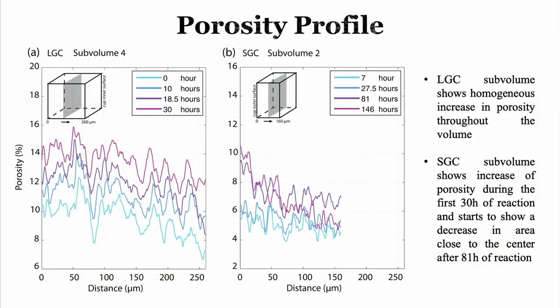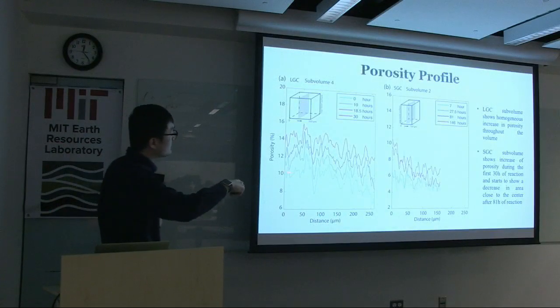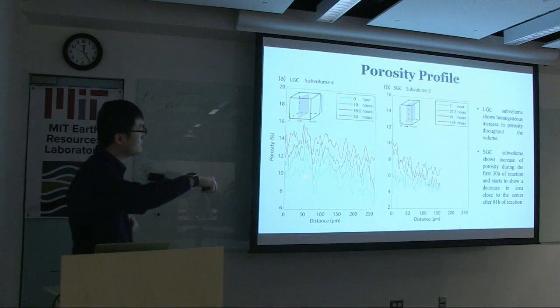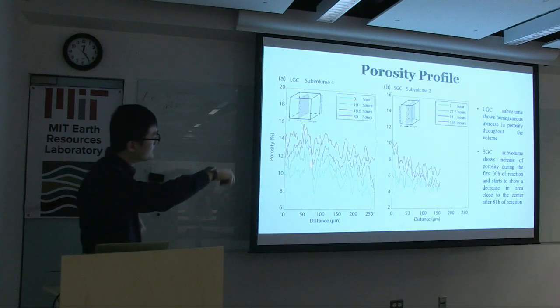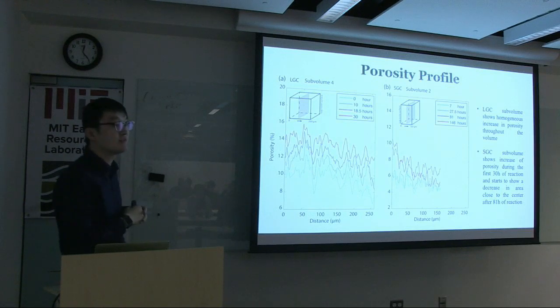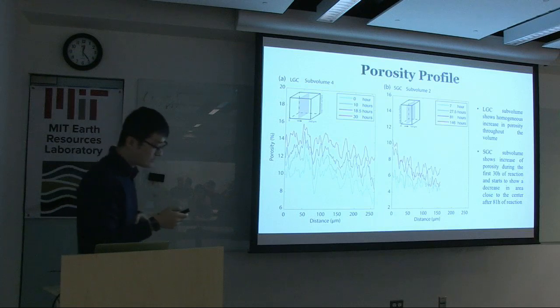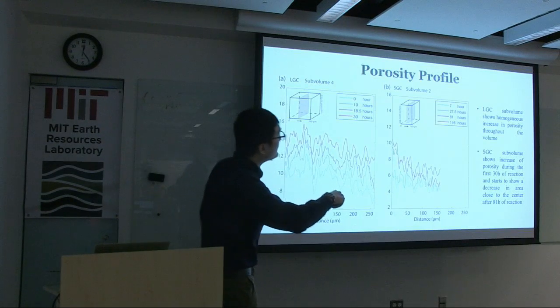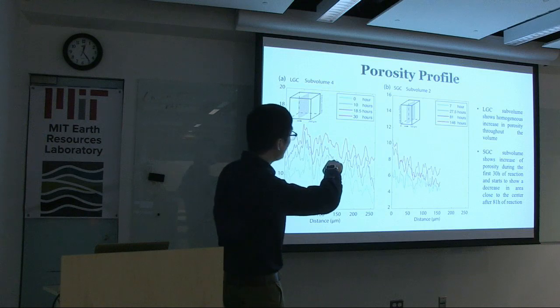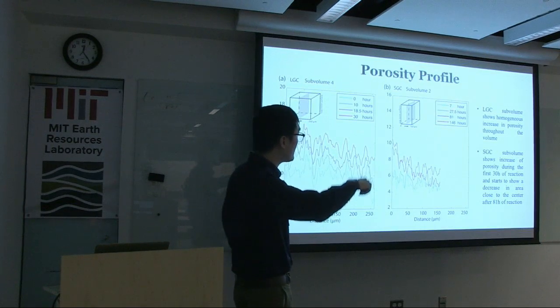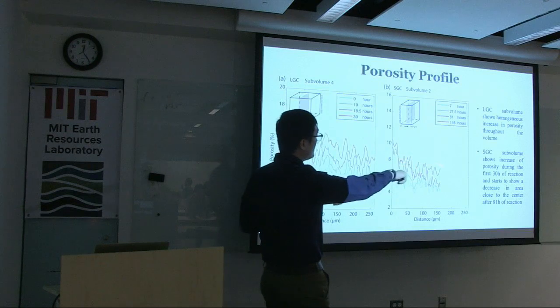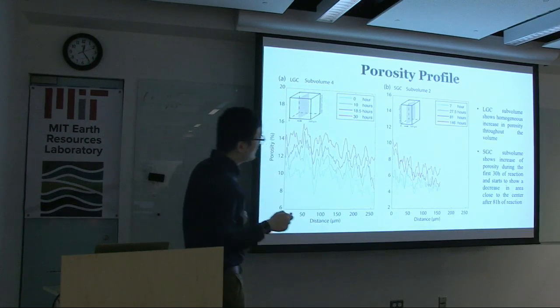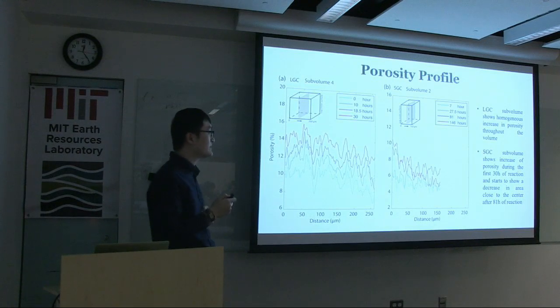So basically the idea is that if you take a look at the porosity distribution within the sample from 0 hour to 30 hours, the porosity increases relatively uniformly within the subvolume. However, if you take a look at the SGC, it's showing a similar trend to the LGC in the first about 30 hours. You see an increase of porosity in both subvolumes. And then you start to see some contrast after we see the precipitation of magnesite.